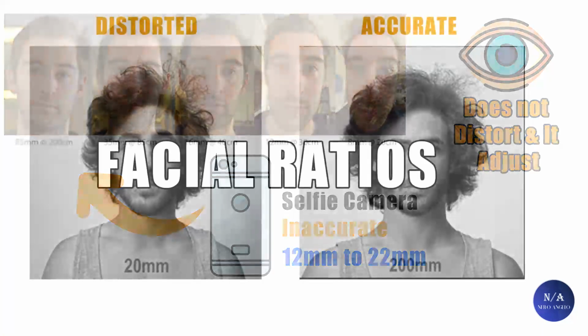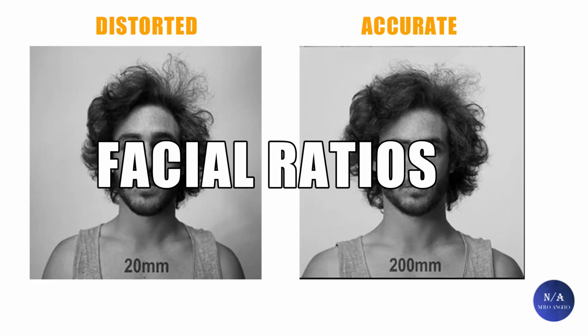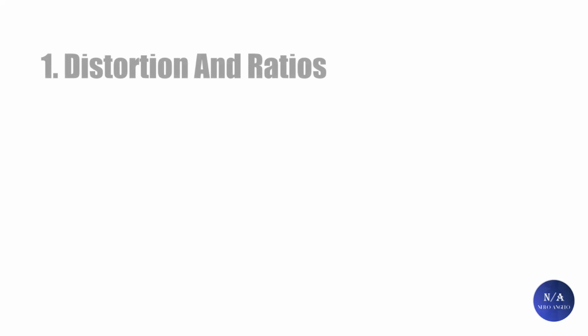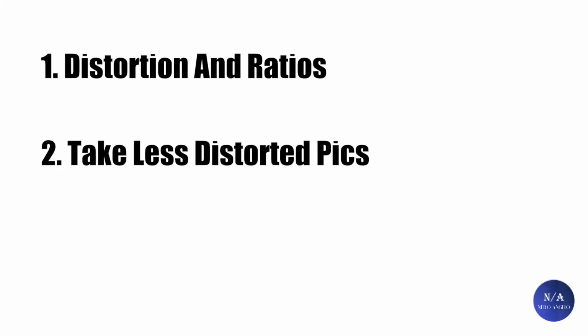So today I decided to take two pictures, one distorted and one not, and see how aggressive lens distortion can be when measuring your facial ratios. This video, like many others, will be split into two main parts. In the first part, we will see how lens distortion can ruin your facial ratios, and the second part will discuss how to take better pictures.